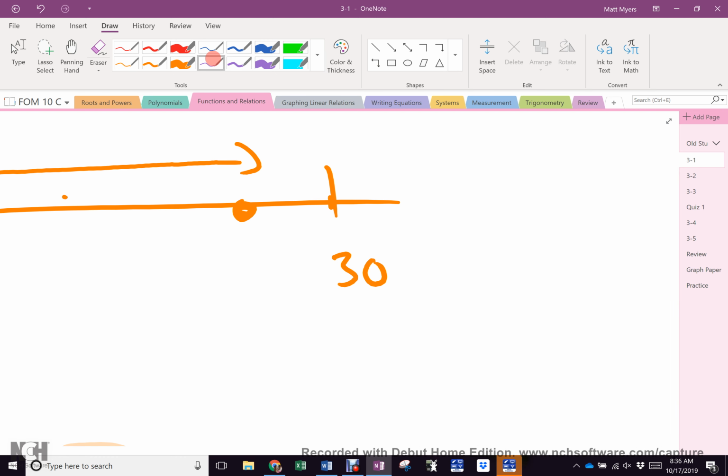Now, what if I drew this number? Is that purple line allowed? No. Why not? It's right on 30. Okay? It's not allowed. But right up to 30, like 29 and 999,999 millionths is still okay. Do you understand?